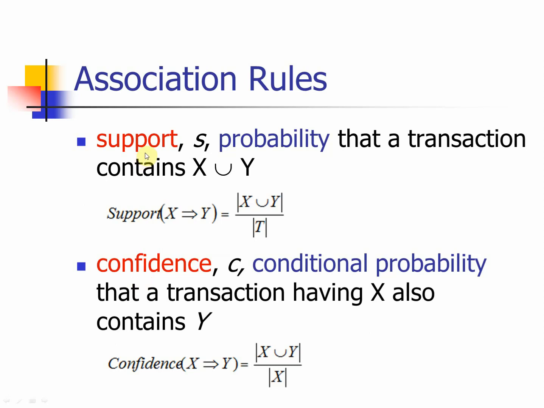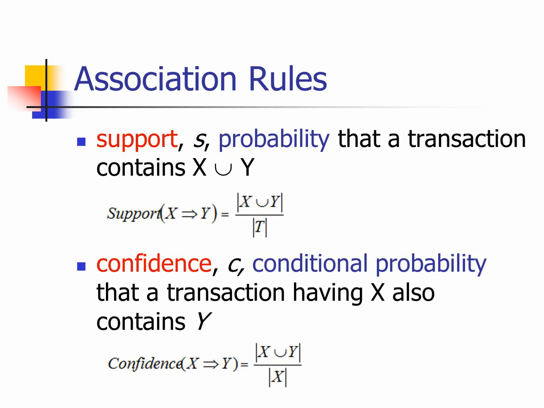So what is a support? Support is the probability that a transaction contains X and Y together. You can see the equation is super easy. When you try to buy X and Y, saying those are two things, X can be milk, Y can be bread. So among all of your transactions, you can see that it's divided by the absolute value of T, indicating how many transactions that you have.